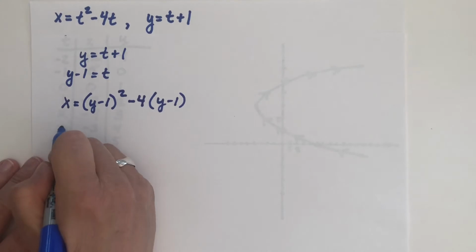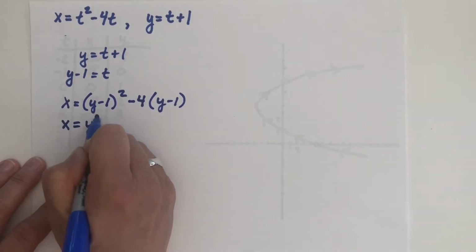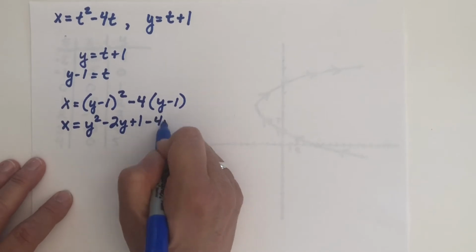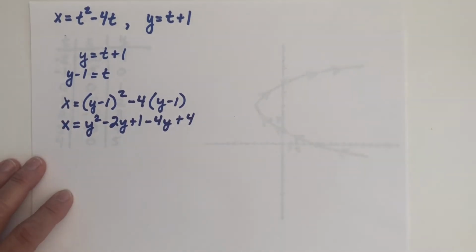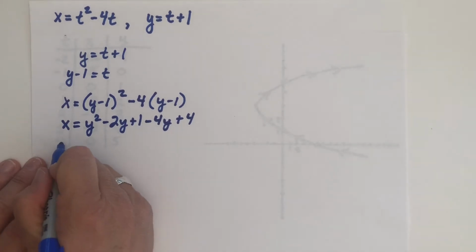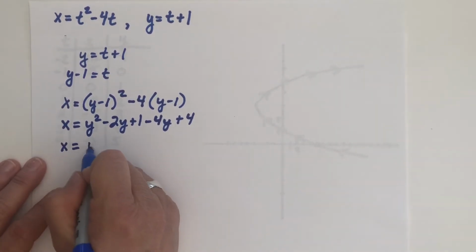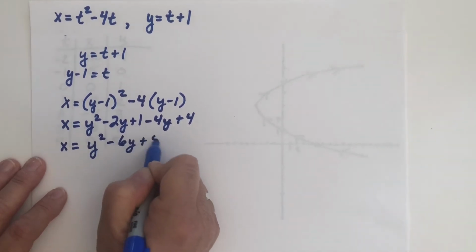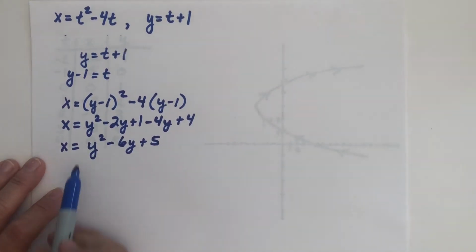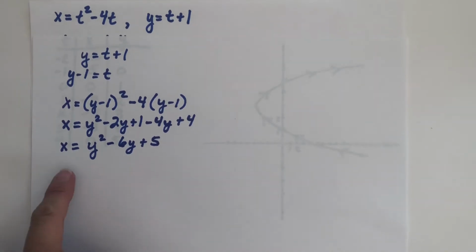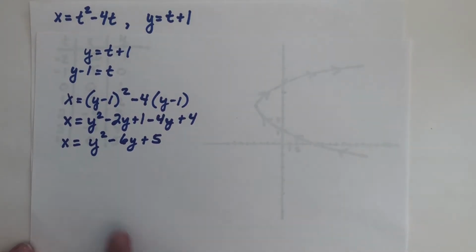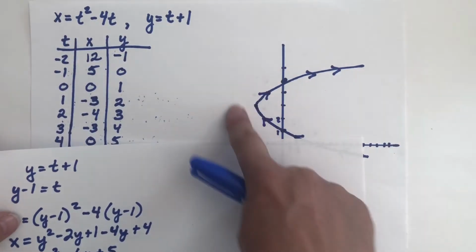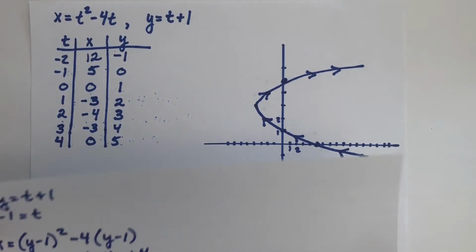Let's multiply that out. We have x equals y squared minus 2y plus 1. And we have negative 4y plus 4. So we have x equals, let's combine our like terms, y squared minus 6y plus 5. And I hope you can recognize now that we definitely have the equation of a parabola that opens to the right. So that confirms that this is probably the correct in the way the graph looks.